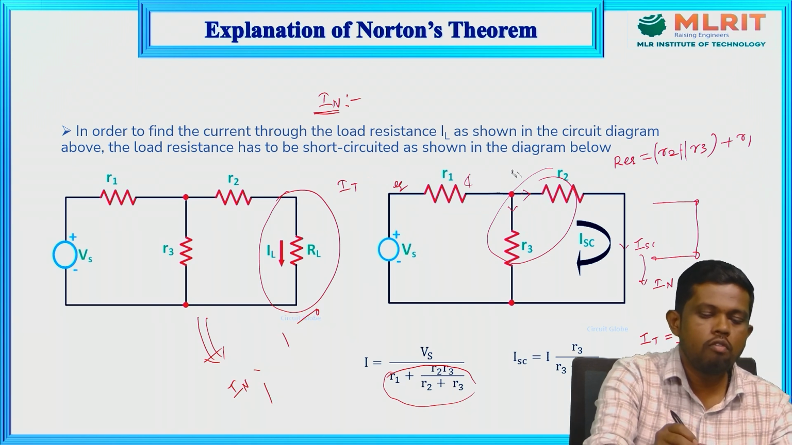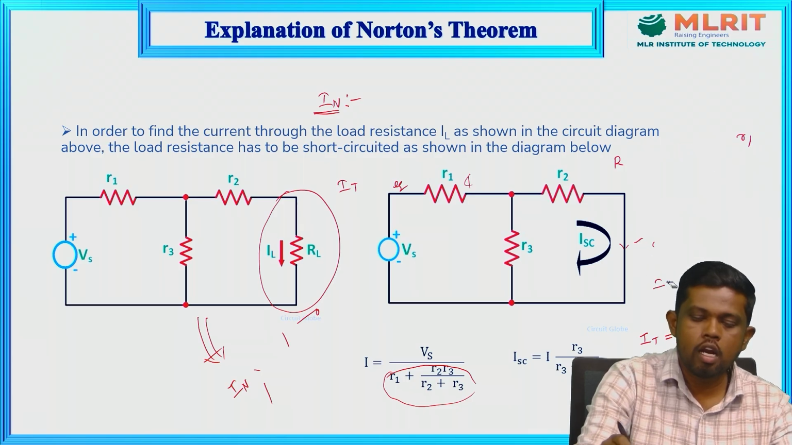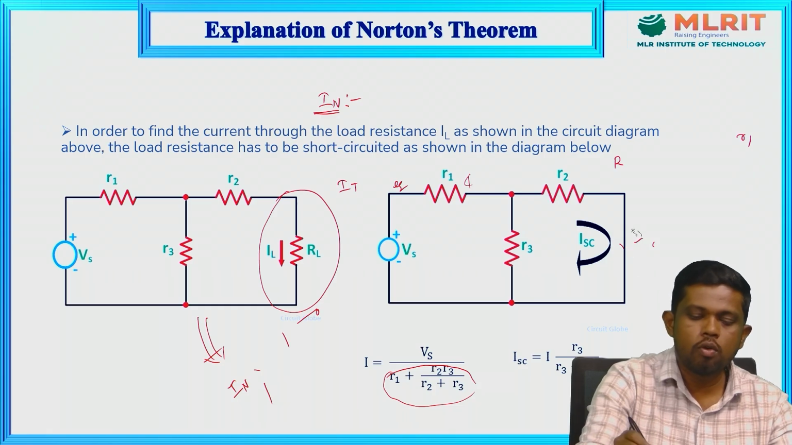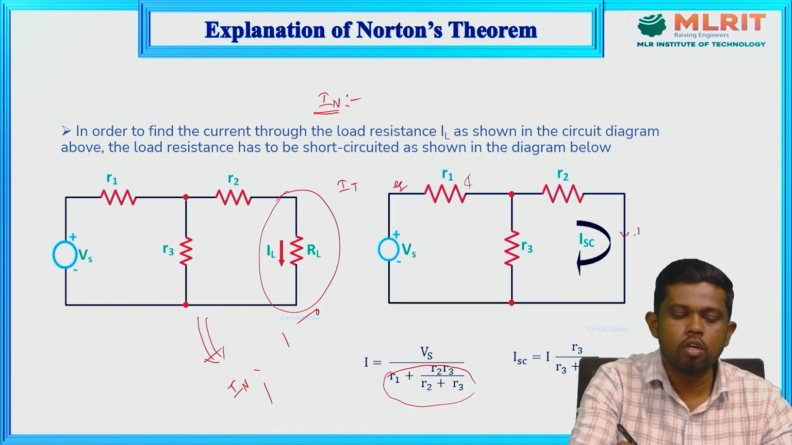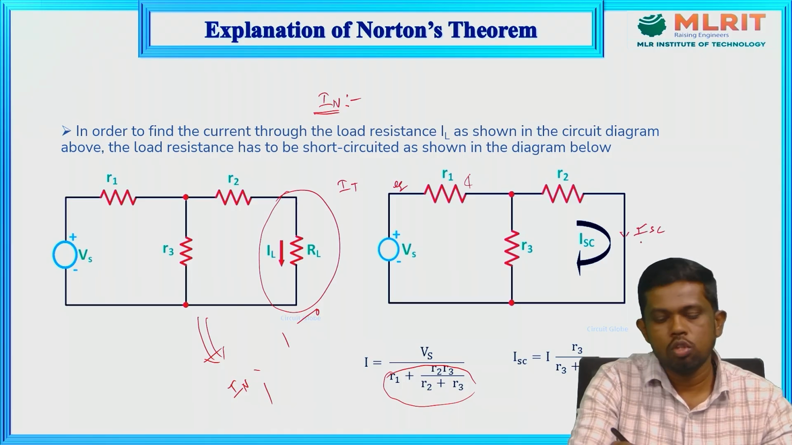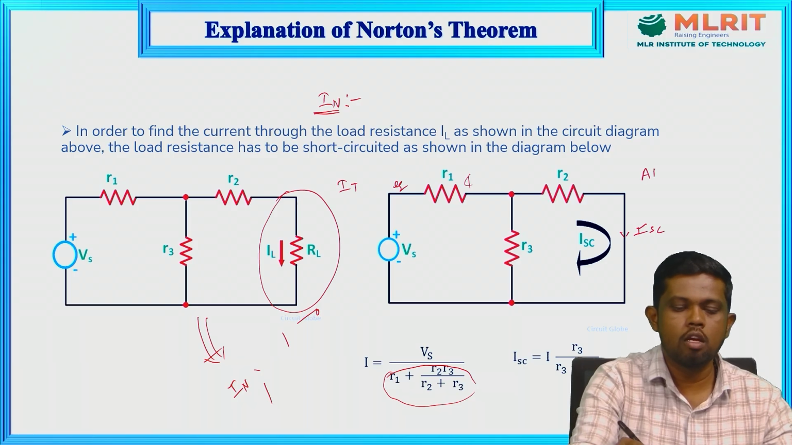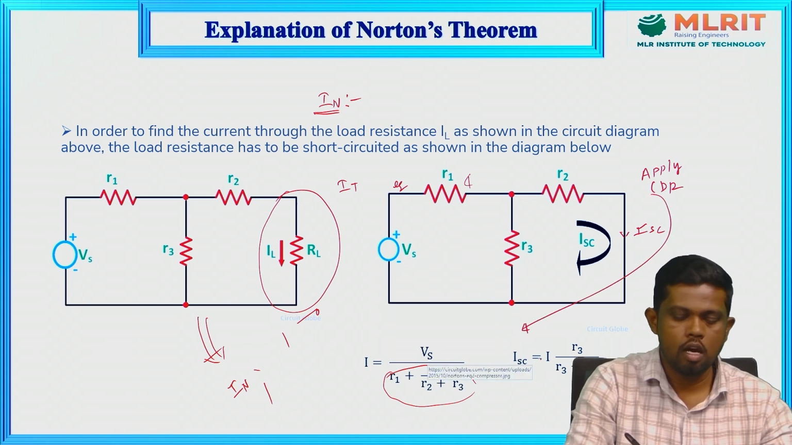Based on that, we can apply the current division rule, and we will get exactly the current that flows through the required path, that is the short circuit path. Whatever current flows through the short circuit path is called Norton's current, also called the short circuit current. So this is ISC. How can we get this ISC? We can apply the current division rule, and based on it we get the ISC value.